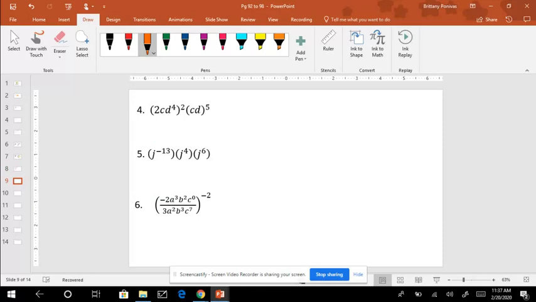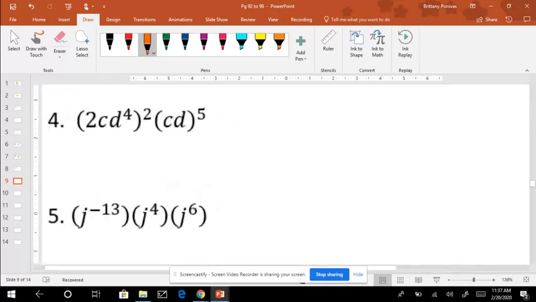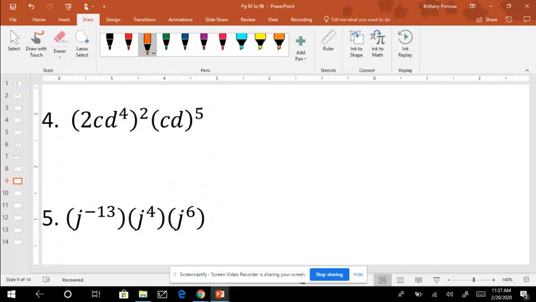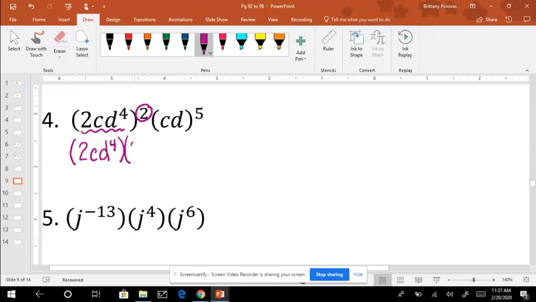For number 4, it's throwing in a couple things here. You can either do the multiplication rule and write it out as many times as the power says, or you can use the power rule. So I'm going to do it both ways. If the only thing you remember is this power on the outside tells you how many times to write the inside, you're good. So I'm going to take 2c(d to the 4th) and write that 2 times. On the second set of parentheses, we're going to take cd and write it 5 times.